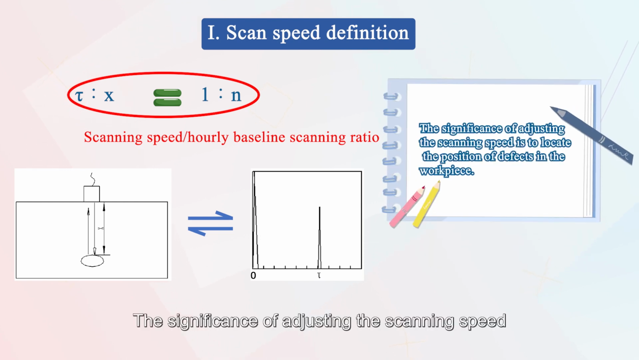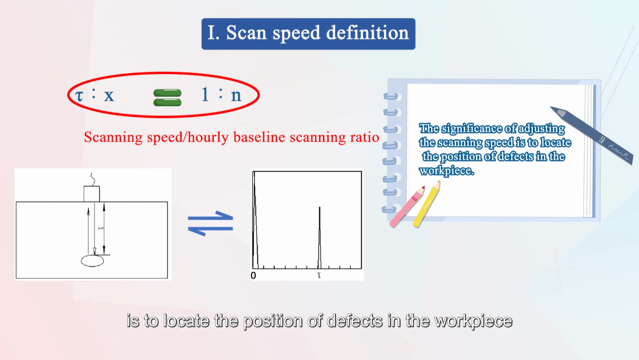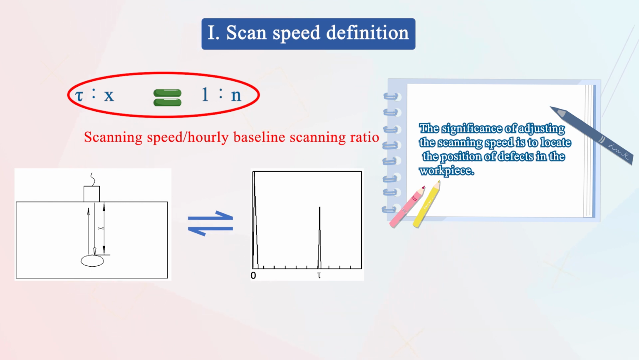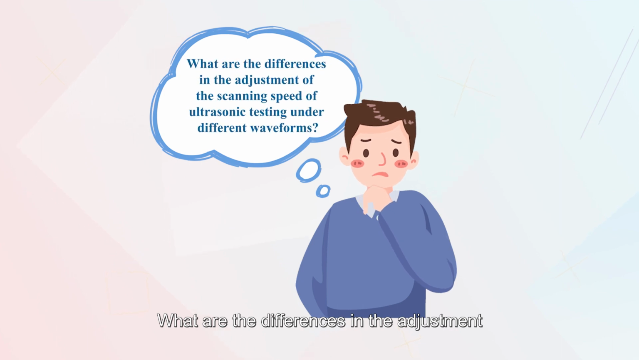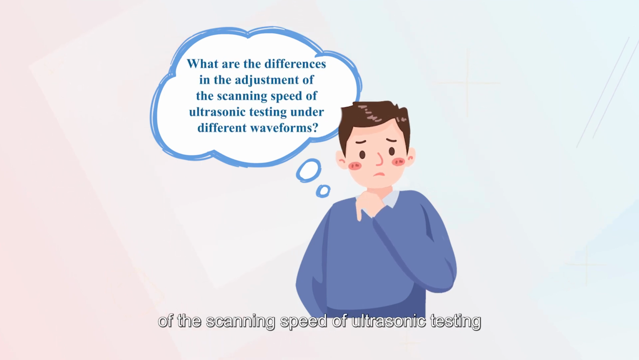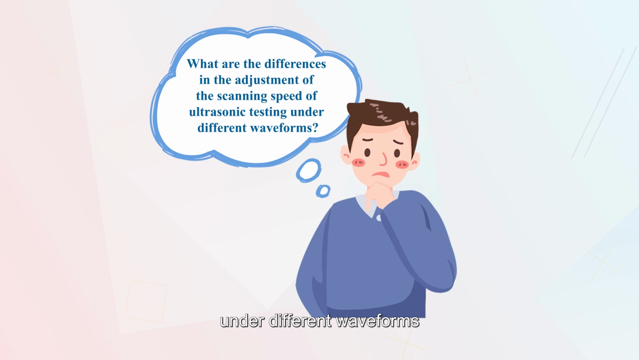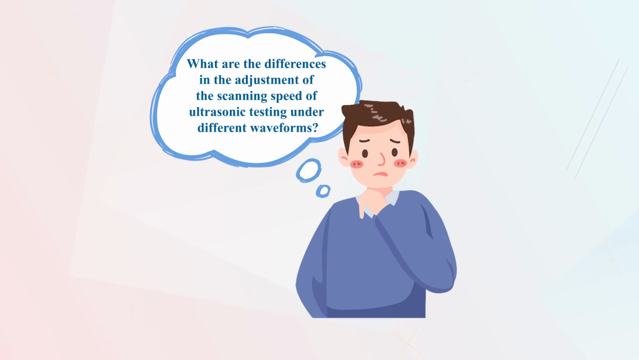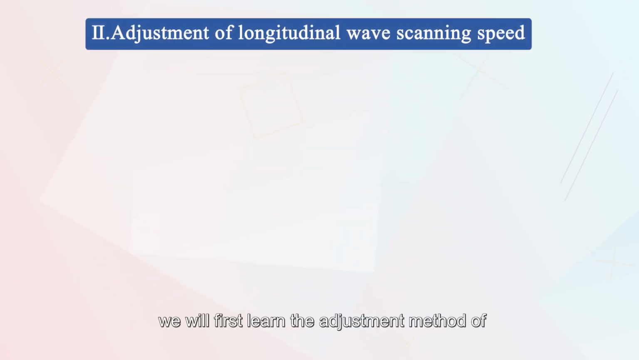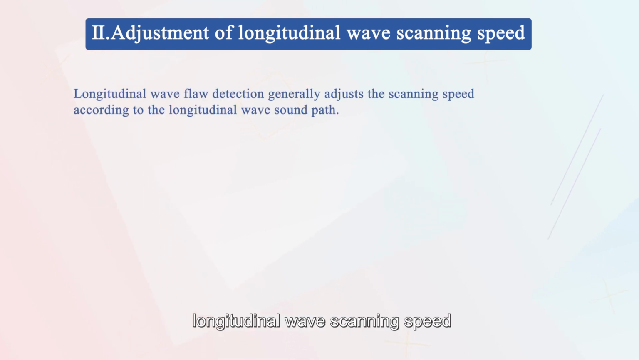The significance of adjusting the scanning speed is to locate the position of defects in the workpiece. What are the differences in the adjustment of the scanning speed of ultrasonic testing under different waveforms? Next, we will first learn the adjustment method of longitudinal wave scanning speed.